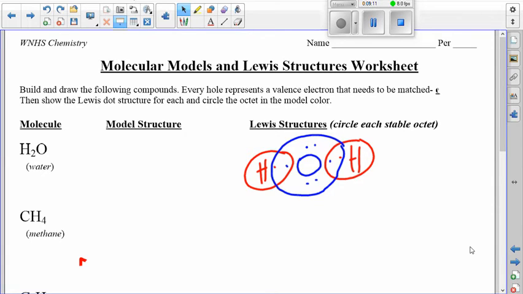Mr. P, why is it bent? That's a great question. Hold that thought till we get to VSEPR, but that'll be explained as well. Okay? So here's what my model looks like.